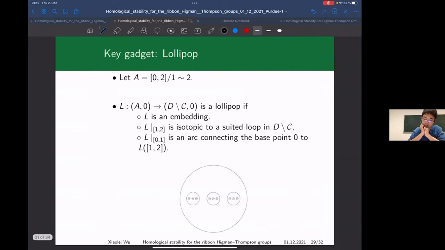So the key gadget is called a lollipop. What is a lollipop? A lollipop is something like this. Let A equal [0, 2], where 1 and 2 are identified. That is exactly what I show on the right. And a lollipop is a map, not exactly this, it's a map from A, where 0 is the base point, to the disk minus a Cantor set, equipped with a rigid structure.